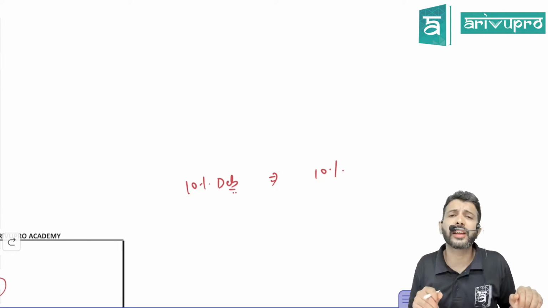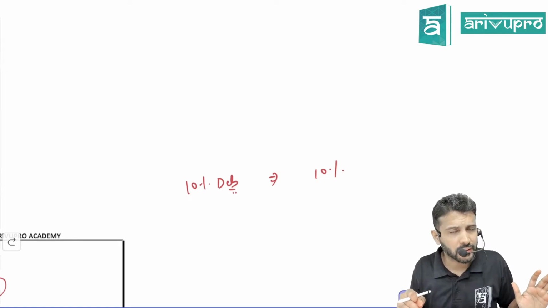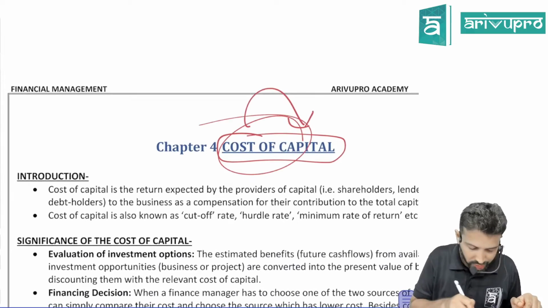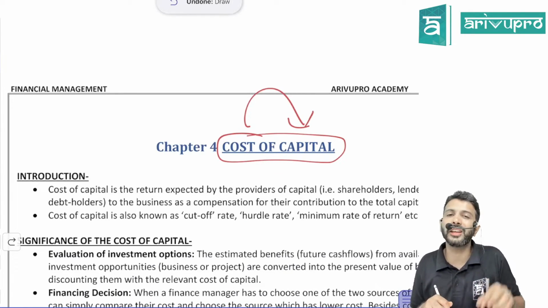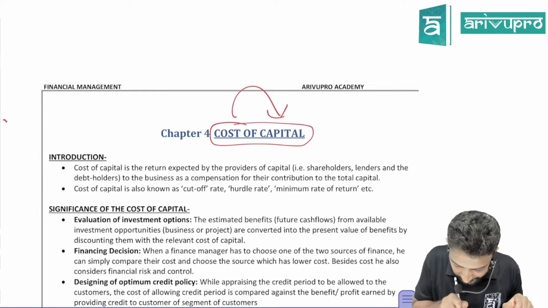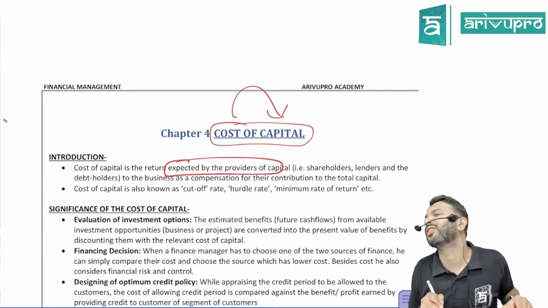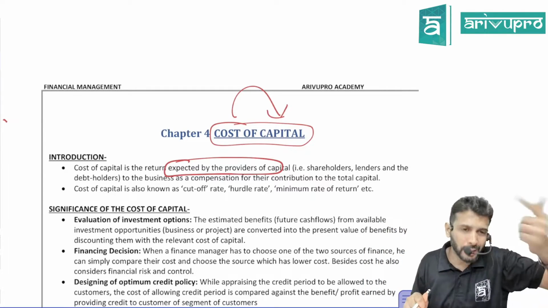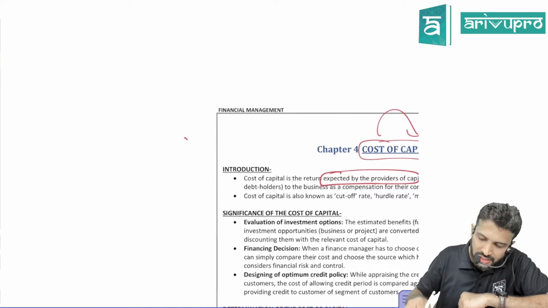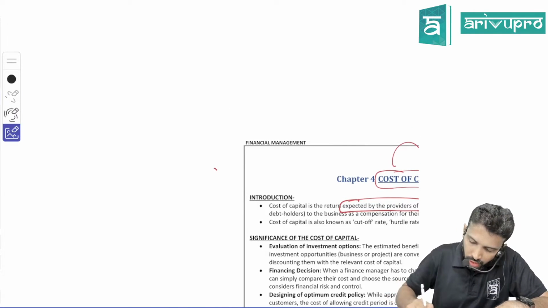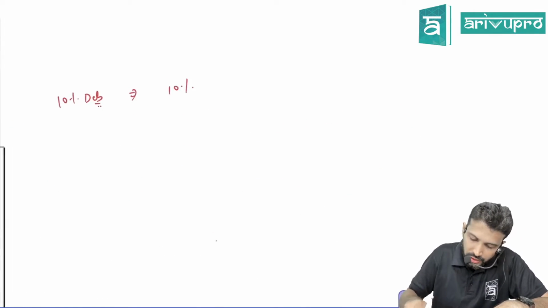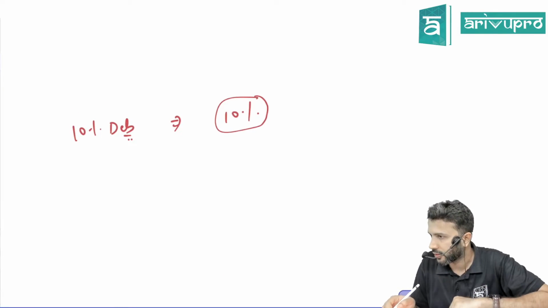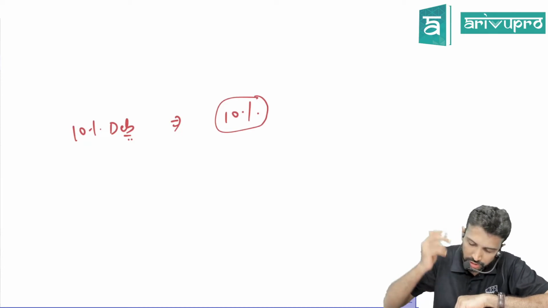Why are we again calculating it, and why am I emphasizing that it is important? One is, cost here does not refer to the actual cost incurred by the company. Cost here refers to the expectations of the providers of finance. It does not refer to the cost paid by the company. It refers to the expectations. Or if I have to go one step back, this example only I'll take. Here, what was the 10% debenture? What is the cost to the company by looking at this? 10%. Actually, it is not. How? Let's prove it.